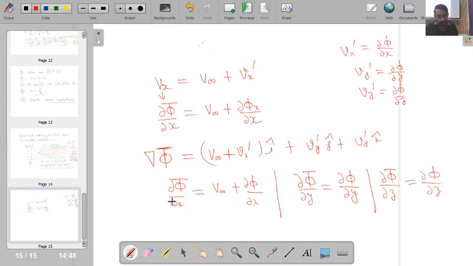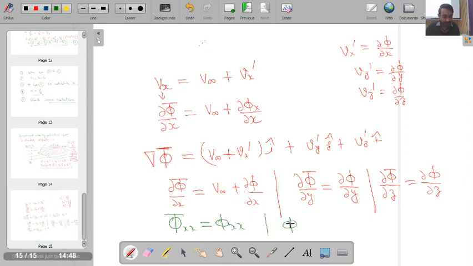Now single derivatives we have expressed. Now I can also express the double derivatives. So phi bar xx will become phi xx, since the derivative of V infinity with x will be 0. Similarly, phi bar yy will be equal to phi yy, and phi bar zz will be equal to phi zz.